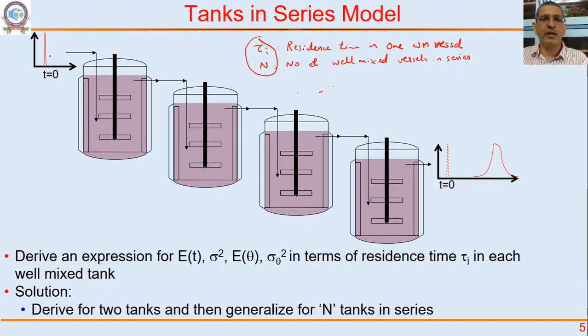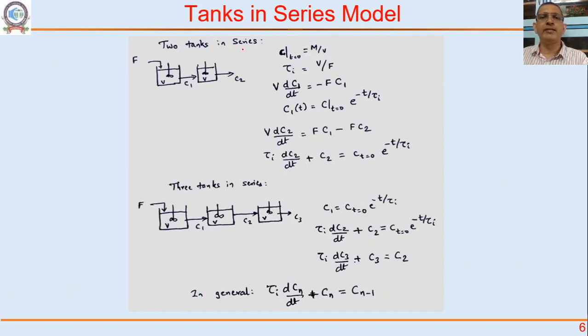Okay, so here is the derivation. Think of two tanks in series. We have put a pulse of tracer here at t equal to 0, and we want to see how the outlet concentration changes with time at the outlet of the second reactor. For the first tank, you will write V dC1 by dt equal to minus F C1. That gives C1 at time t equal to C at time t equal to 0 times e raised to minus t by tau I, where tau I is the residence time of one tank.